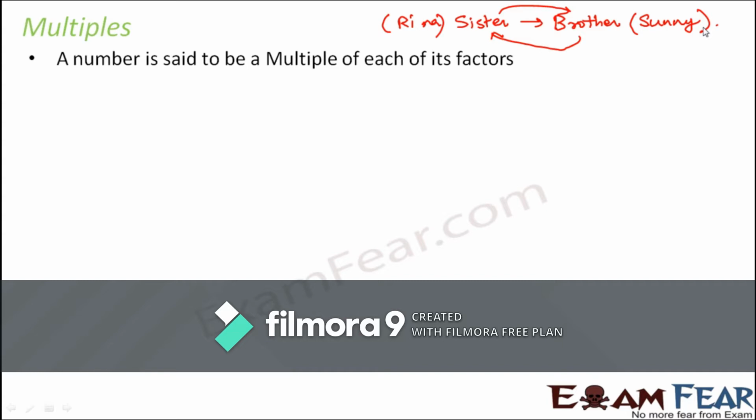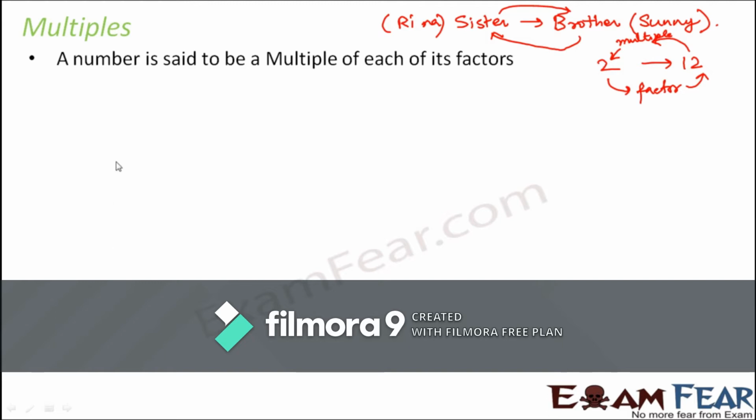So in a similar way, if you say that 2 is a factor of 12, that would mean that 12 is a multiple of 2. So that is how the relation is. If we say that 2 is a factor of 12, then we will have to say that 12 is a multiple of 2. So a number is always a multiple of each of its factors. Let us understand this with examples.